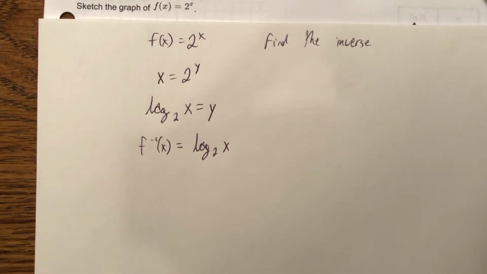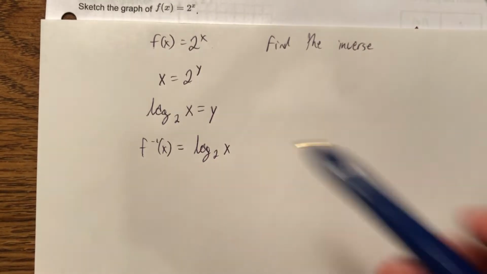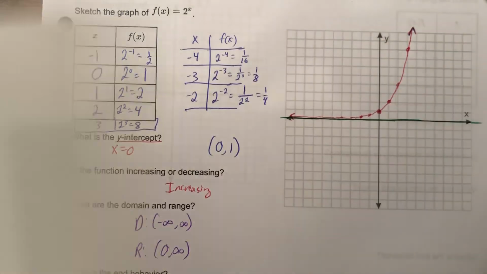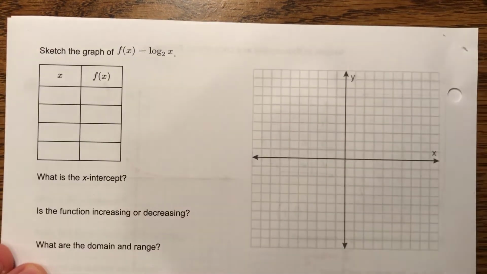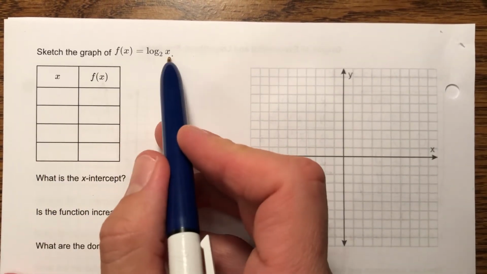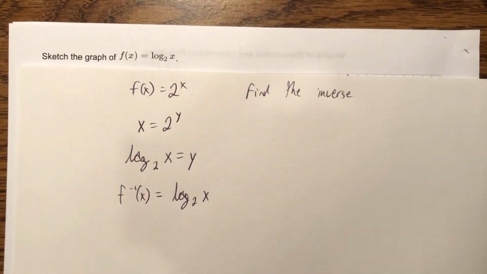Okay, why am I telling you that? The inverse of 2 to the x is log base 2 of x. Let's flip the paper over. I've unstapled mine so I can flip it over a little bit easier. Sketch the graph of the, oh, wait. That's the inverse of the first problem. Most of our work is done for us.